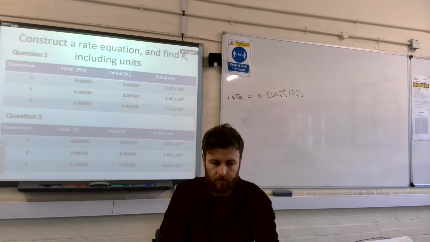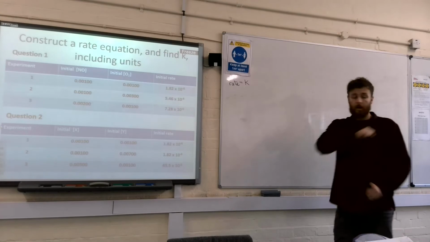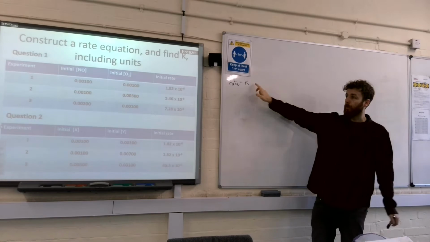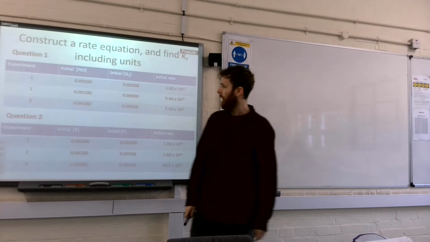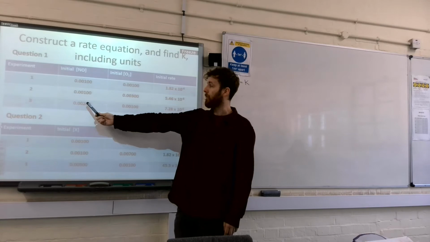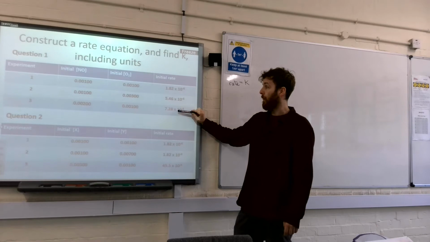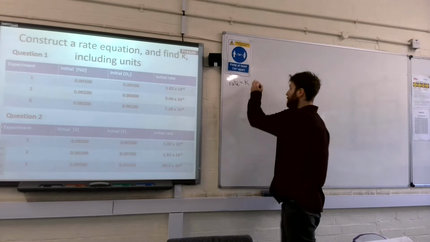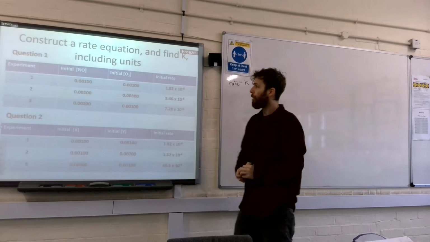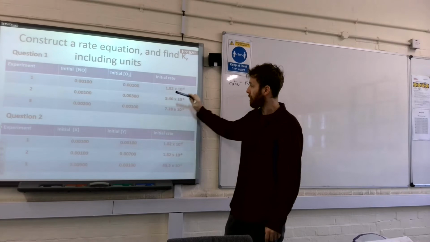Okay, let's have a look through question one then. So we know a rate is going to equal K multiplied by the concentration of each chemical raised to the power of its order. Let's have a look at NO. So I'm thinking between experiments 1 and 2, the concentration of NO has increased by a factor of 2, and the initial rate has increased by a factor of 4, 2 squared, therefore NO must be second order. So I can say concentration of NO squared. For O2, between experiments 1 and 2, the concentration of O2 has increased by a factor of 3, and the initial rate has increased by a factor of 3, therefore O2 is first order.